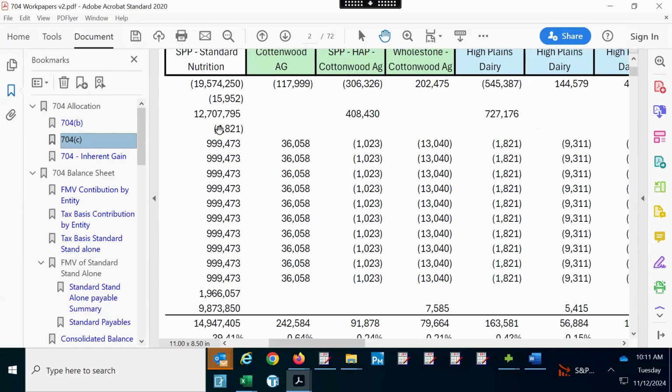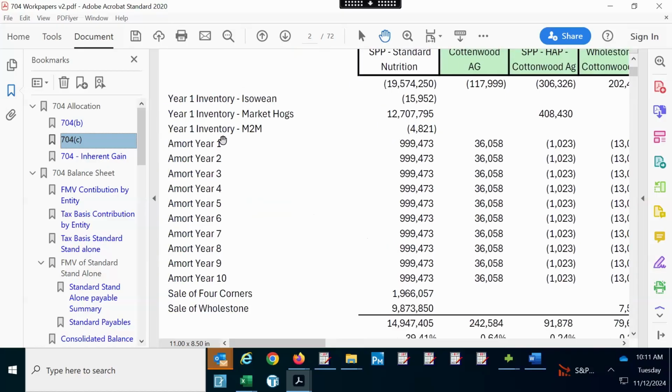One bucket is the short term. In the short term assets, I had inventory for the hogs that was turning in year one, and there was a $16 million or $17 million inherent gain that existed with respect to those hogs. Those hogs are sold in year one, and the first partner ended up getting a $13 million special allocation of that income because that short-term asset was sold in year one.